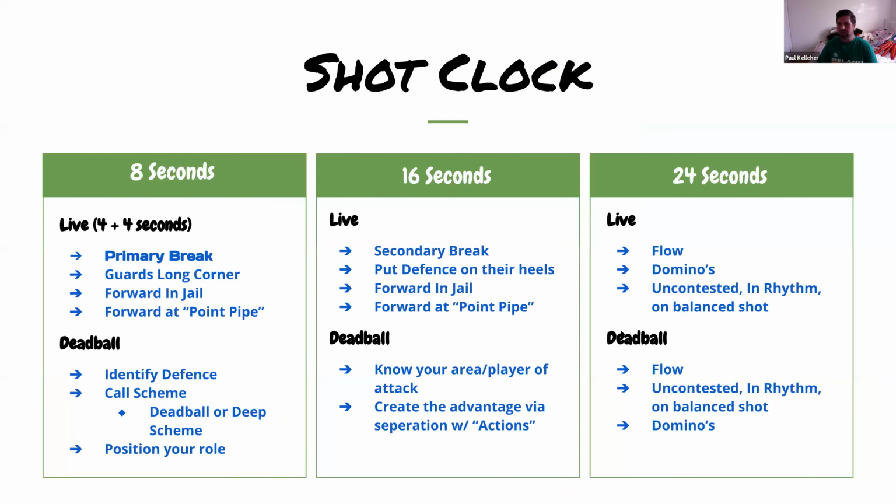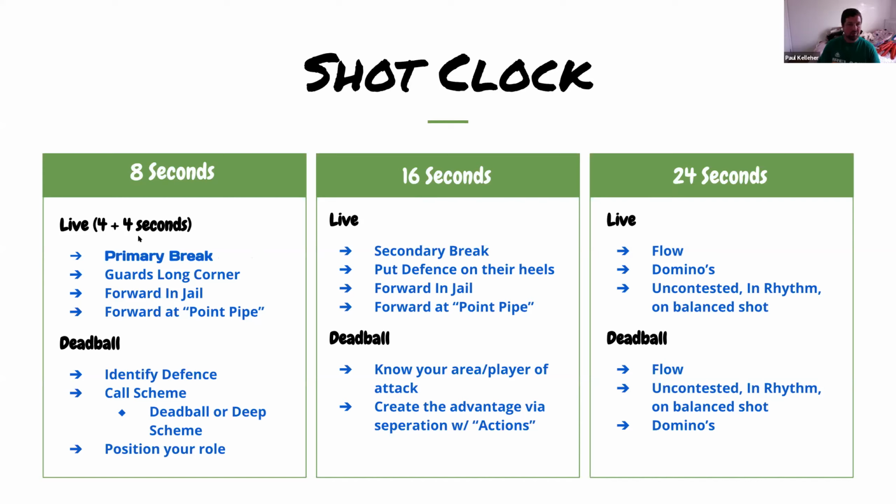So our shot clock. When we transition, the first 8 seconds, we kind of break down into 4 and 4. And the 8 seconds, we've also split into a live ball situation, where we might get a steal or a turnover or a rebound from a missed shot, or a dead ball situation, where we may be inbounding from the backcourt. So there are 2 different scenarios, and I think that's important to recognize in your shot clock. Same with 16 and same with 24.